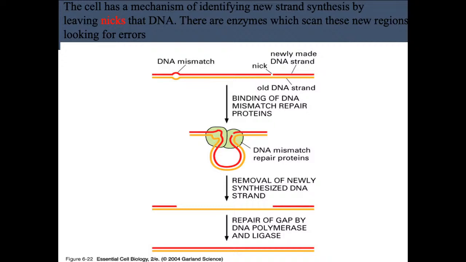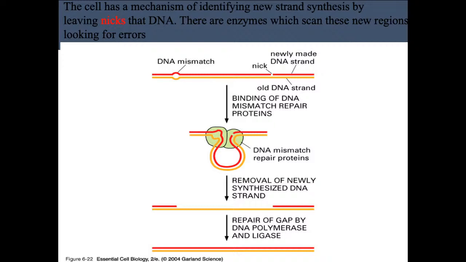errors. So if your DNA mismatch is there, and this is the old strand, some gaps are available, and a newly synthesized DNA strand is there. With the binding of DNA mismatch repair proteins, we will cover up the nicks, and then remove all the newly synthesized DNA strand, and then replace it with the help of your DNA polymerase and ligase. So that's the basic thing behind how all the DNA repair systems happen.